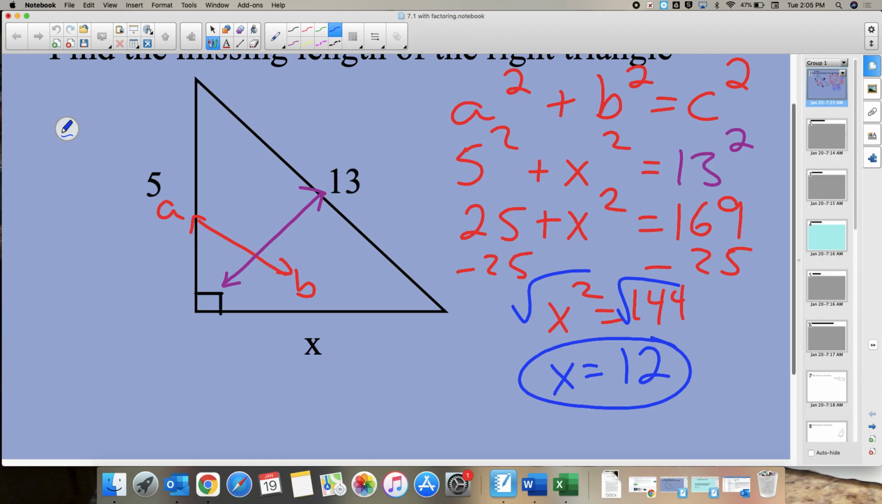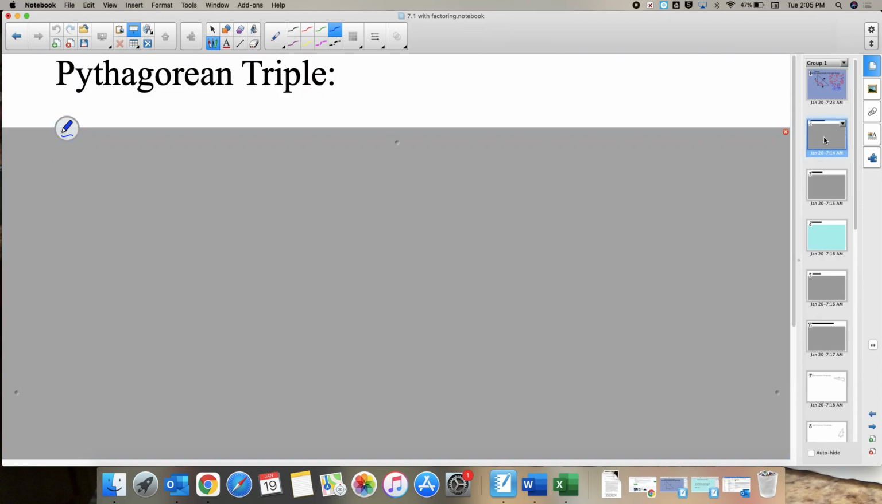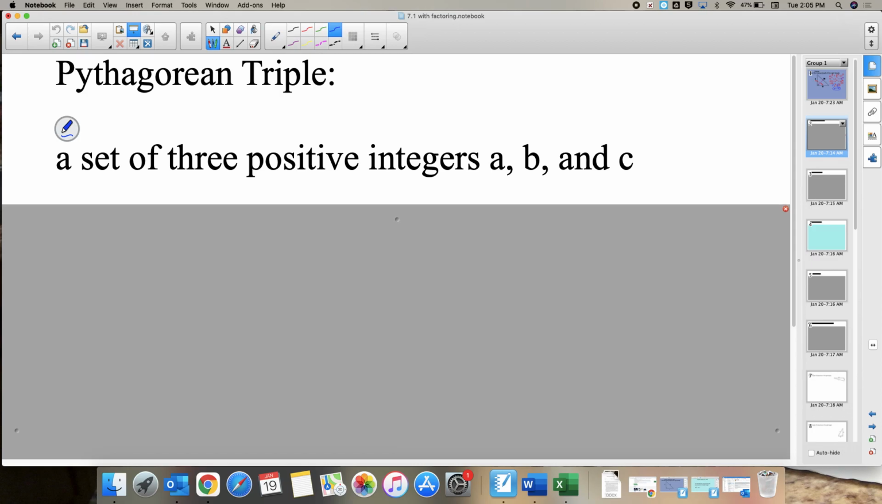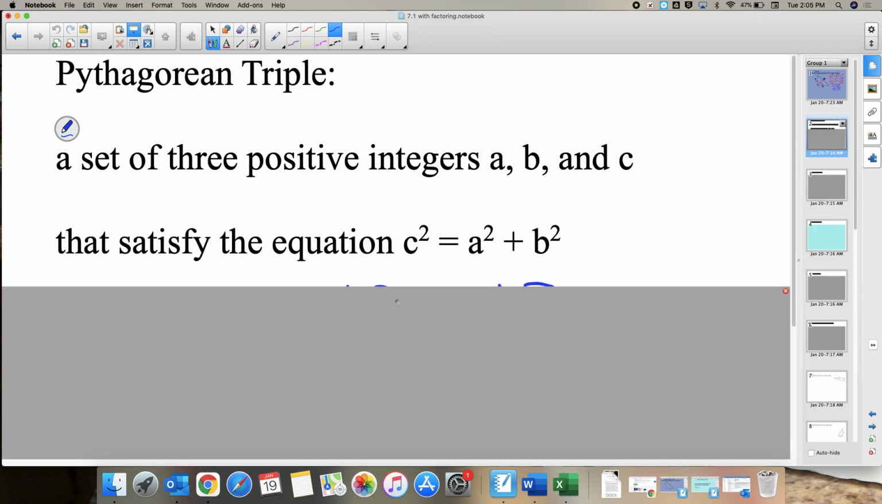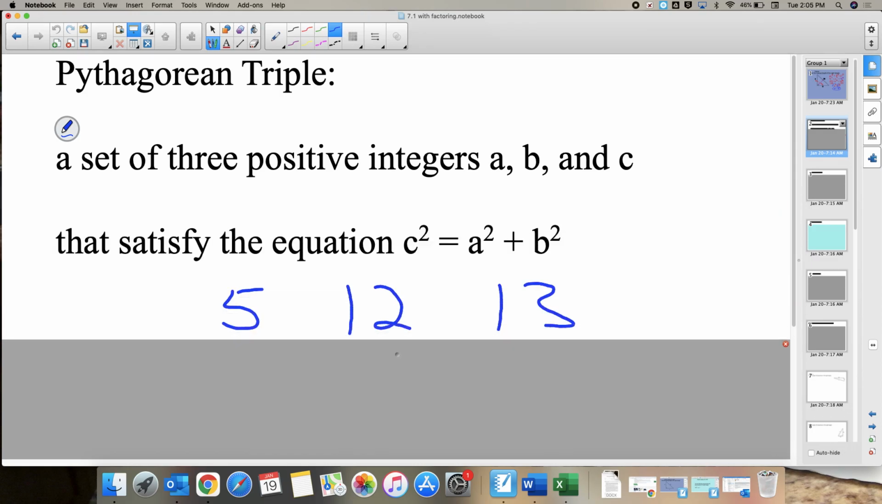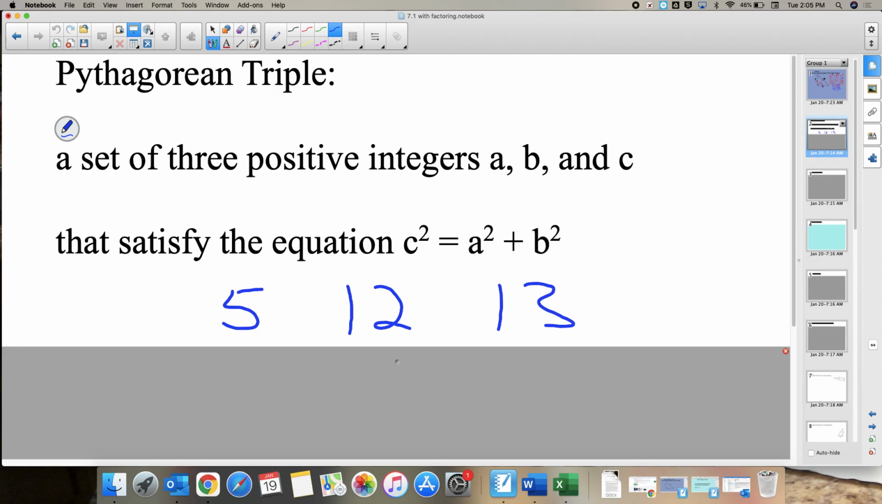As I said, 7.1 and 7.2 are going to deal with this idea of Pythagorean's theorem and how we can work with it. In Pythagorean's theorem, when you find that missing side, if all three sides are whole numbers, it is known as a Pythagorean triple, such as what we just found in the opener of 5, 12, and 13. So a Pythagorean triple is a set of three positive integers that satisfy Pythagorean's theorem.